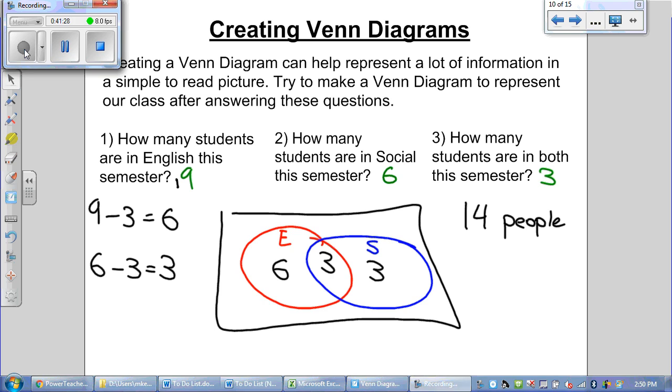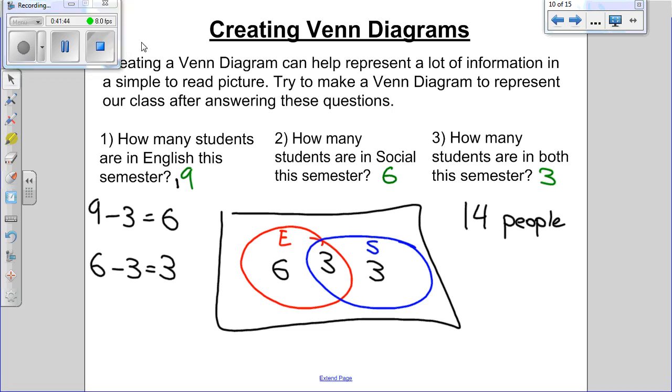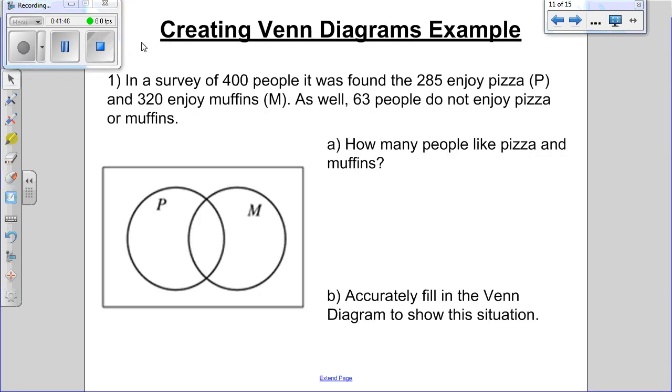Okay, I think we have a good example here. So we've got our 400 people. They were surveyed. It says 285 of them enjoy pizza, 320 of them enjoy muffins, and 63 people do not enjoy pizza or muffins. So this one's going to be a little bit tricky because it's telling us what people do not like.